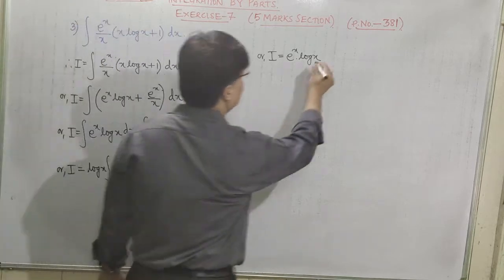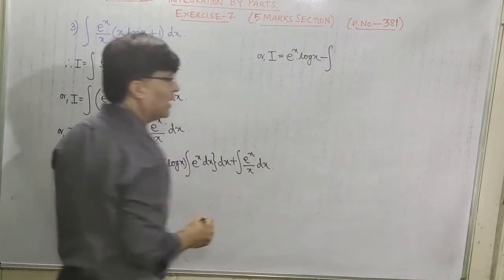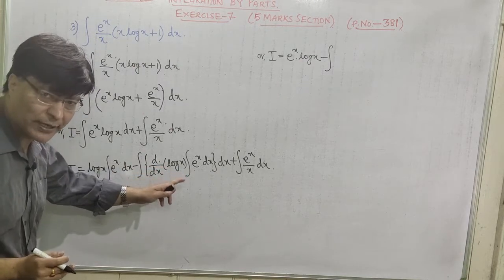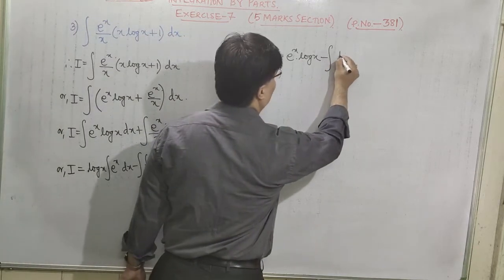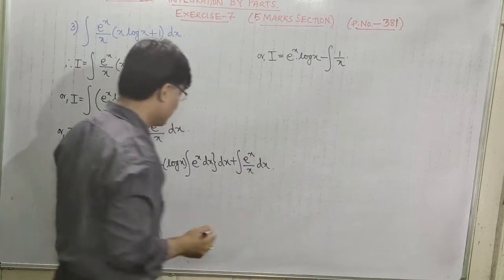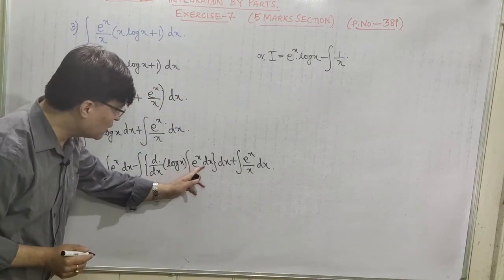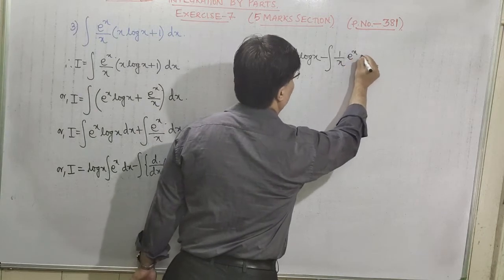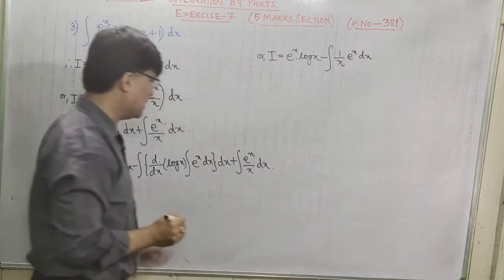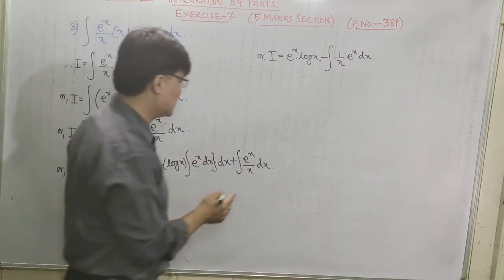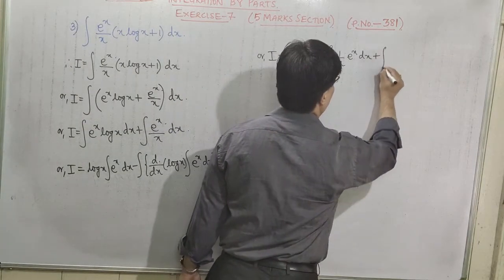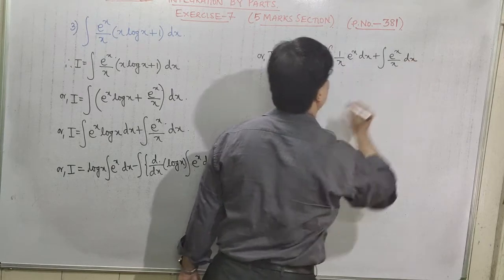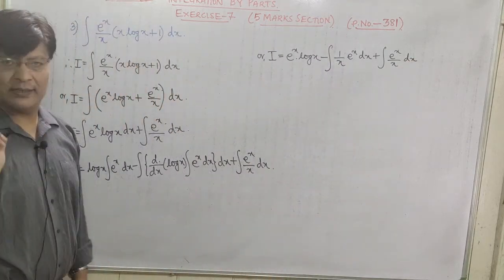Then minus integration of, this is integration of, what is dy dx of log x? 1 upon x. Let us write 1 upon x here into, what is integration of e to the power x dx? This is again e to the power x. Then we can write dx, and keeping the last term as it is, plus, what is the last term here? Integration of e to the power x divided by x dx.